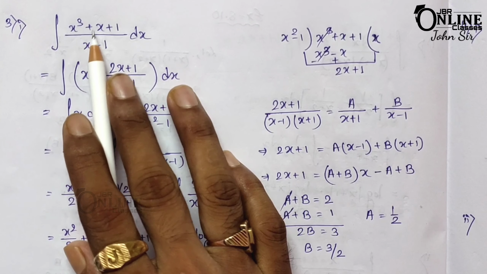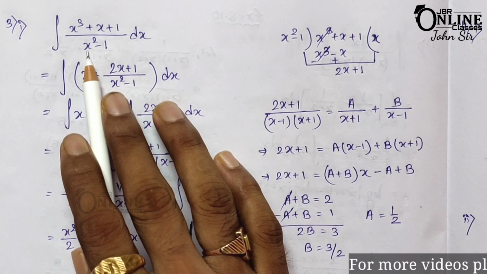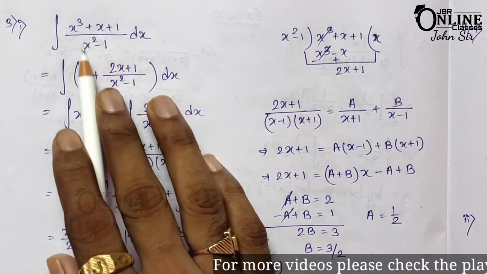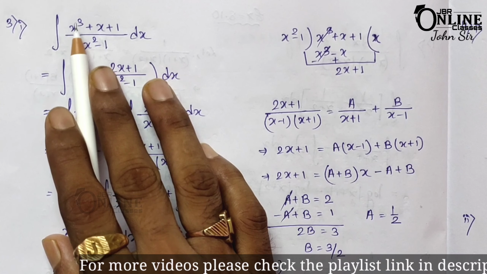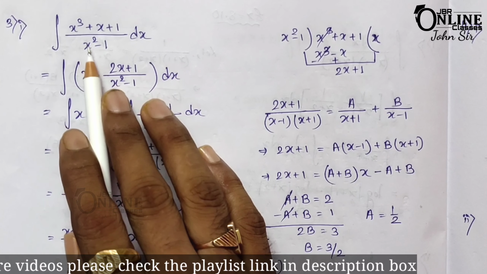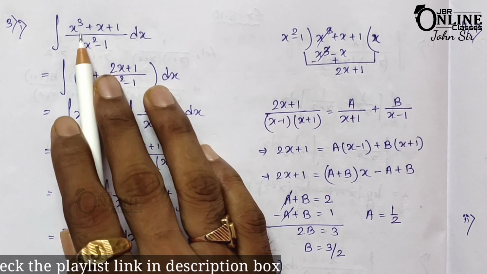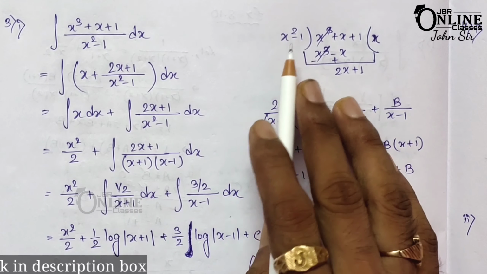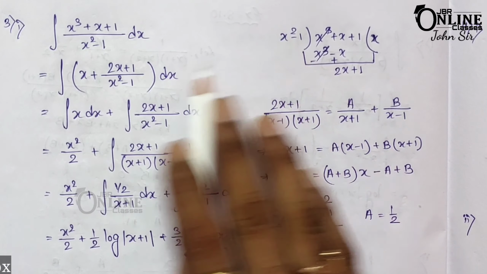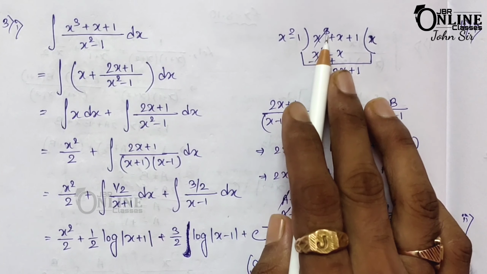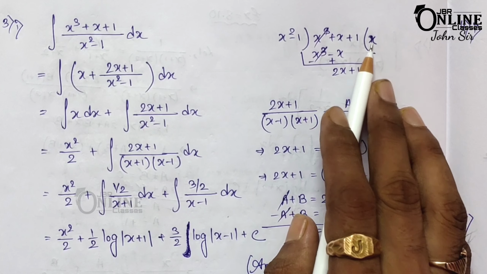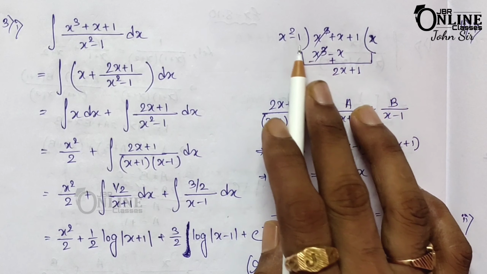Next, sum number 3.1: integration (x cube plus x plus 1) with denominator x square minus 1. Here the power of the numerator is greater than the power of the denominator, so first you have to divide this. So it will be x square minus 1, and the dividend will be x cube plus x plus 1. So first x into x square becomes x cube.